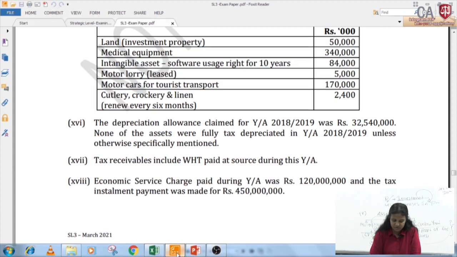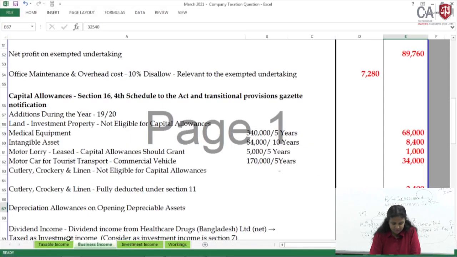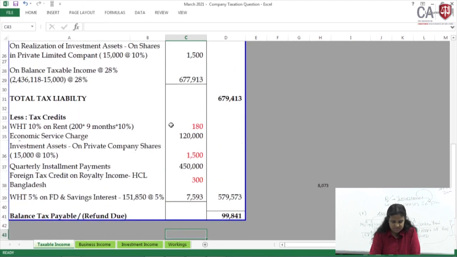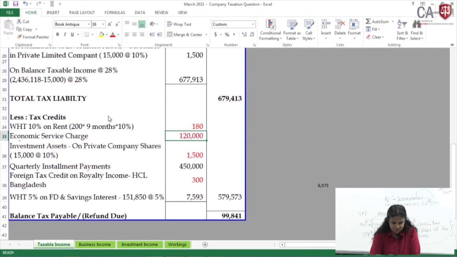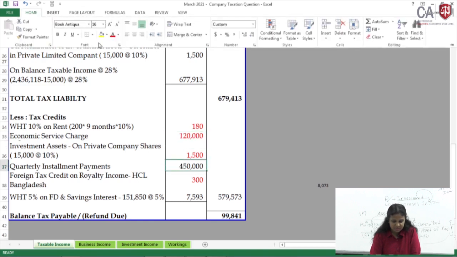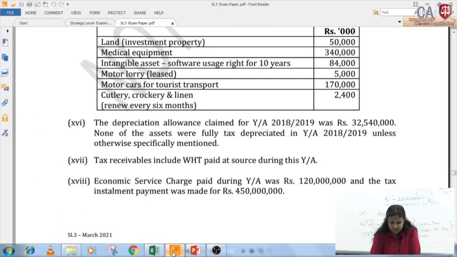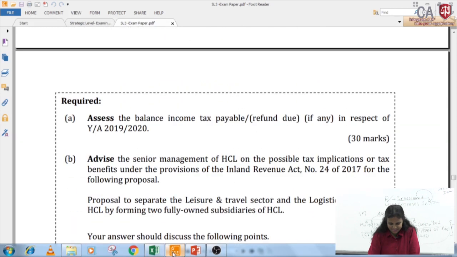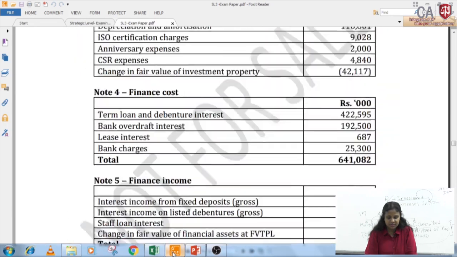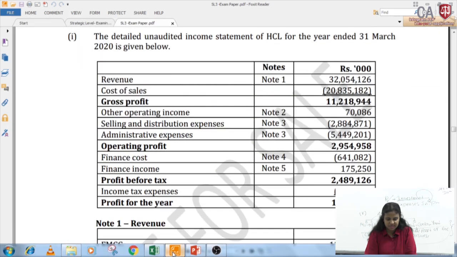Once I read it, I go to the taxable income and immediately consider it under tax credits, which is economic service charge 120 and the quarterly installment payments which made 450,000. Then those 2 adjustments are also done. With these 2 adjustments, all the adjustments have been discussed. Now we need to check the adjustments from the beginning to the end.